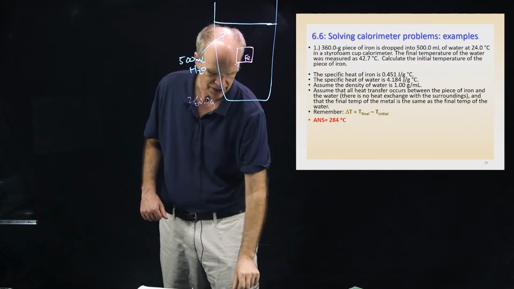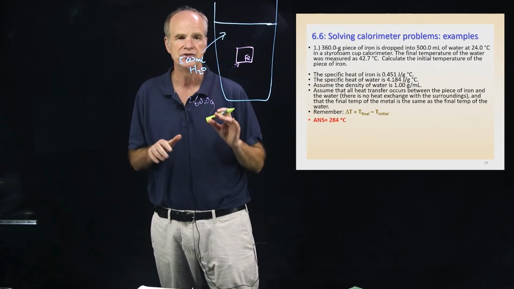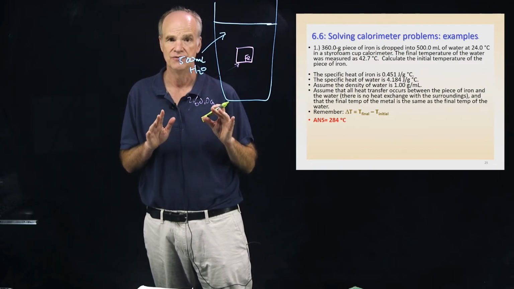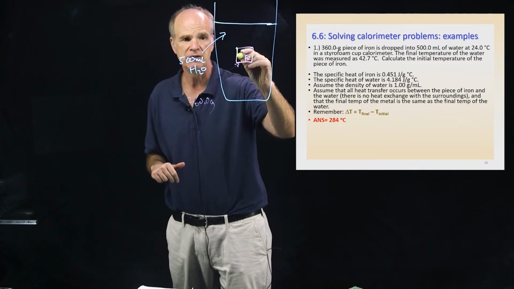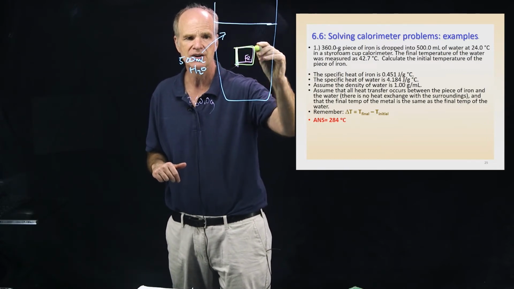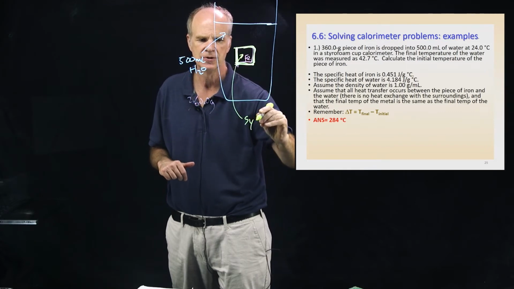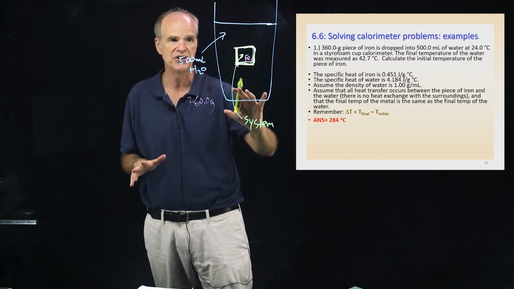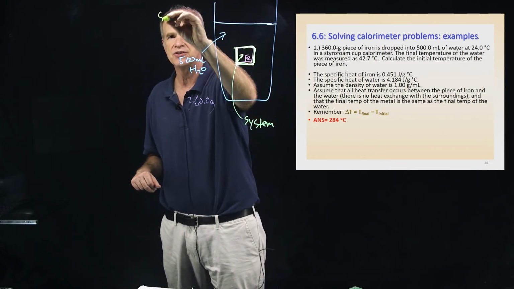Okay, so what I think we should do to help us solve the problem is try to decide what the system is, and then from that figure out what the surroundings are. So I suggest that we make the system the piece of iron itself. So the piece of iron is the system here. And so what you can imagine is that the water inside the coffee cup will be the surroundings.